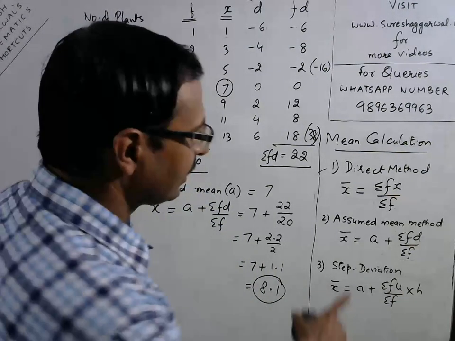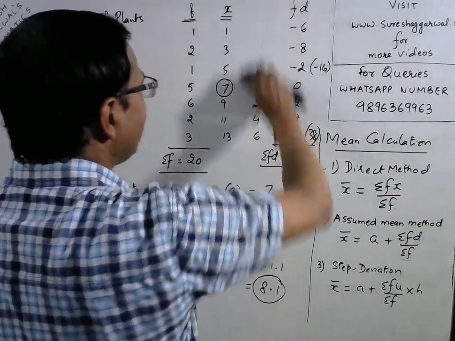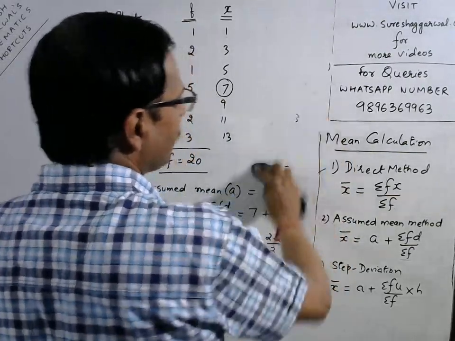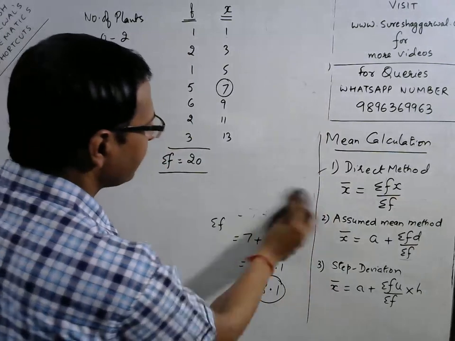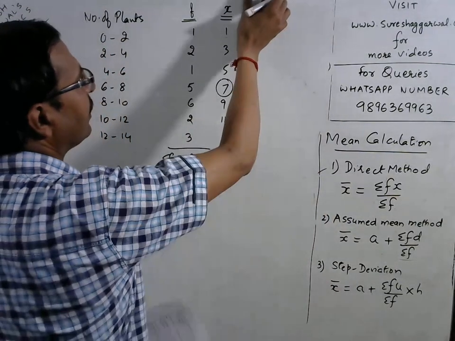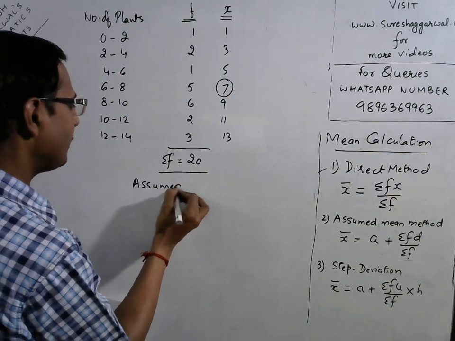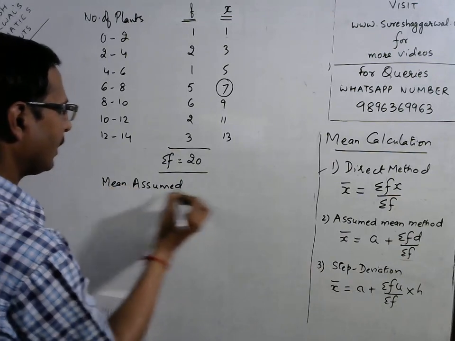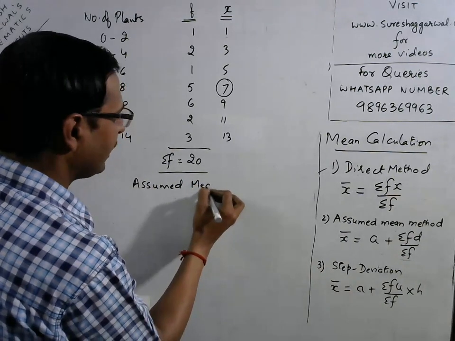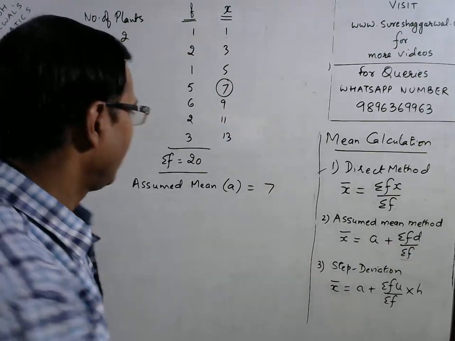Now, let us do the third method, that is the step deviation method. Now, for this, obviously, these columns till x remain the same, because just now I told you that x is an essential part. And the third one again involves the use of assumed mean. So let assumed mean equal to 7, again the same method.